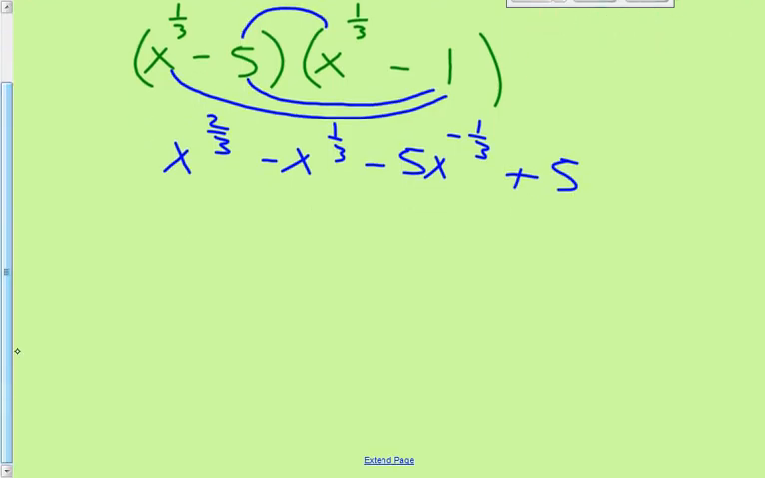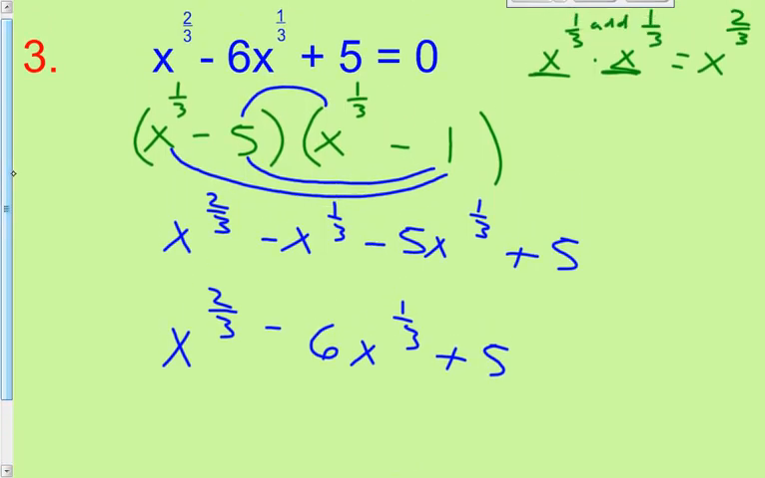So now combining like terms, we have x raised to the 2/3, -1 x to the 1/3, and a -5x to the 1/3, which is a -6 x raised to the 1/3. And then you have your +5. Which, as you can see, is the exact same thing we have right here. So you could always check your work on these ones if you just FOIL it out again.